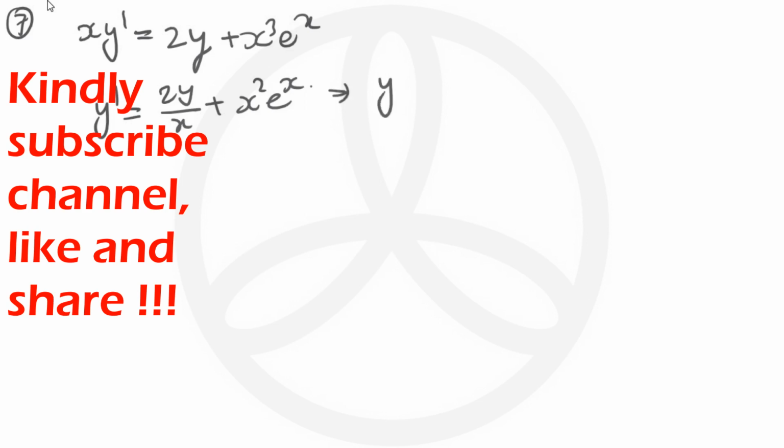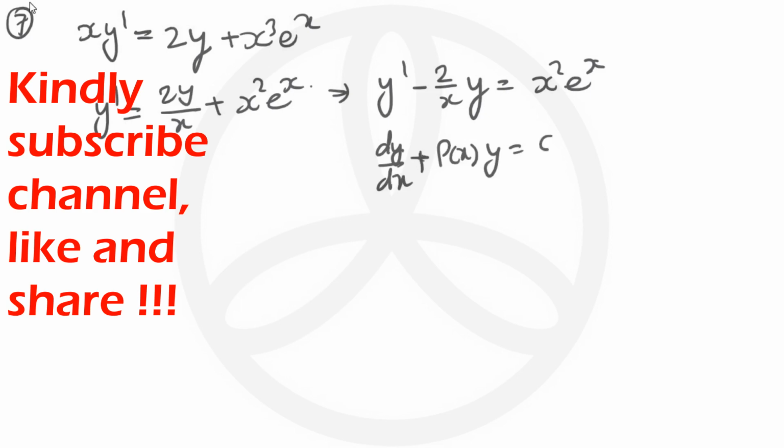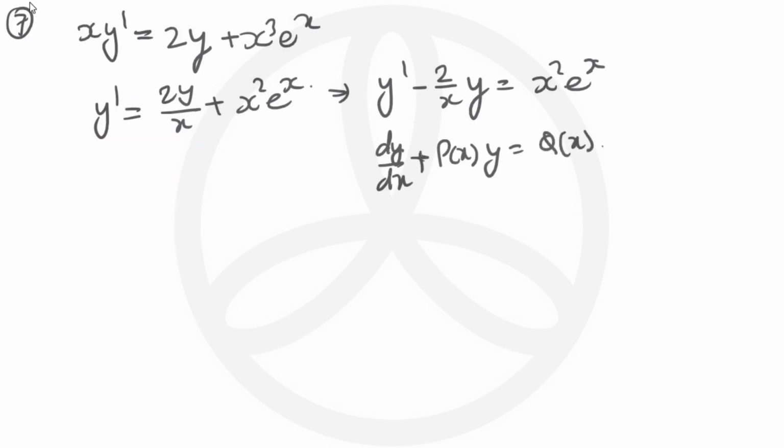Now I will write it minus x y and x square e to the power x right here. Now let us compare this with dy/dx plus p(x)y equals q(x). And we have here p(x) is equal to minus 2 over x, q(x) here we have x square e to the power minus x. In this case, we have both p(x) and q(x) as functions of x.